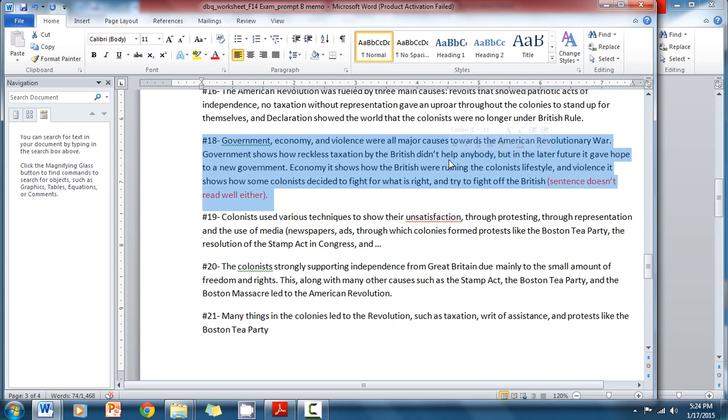Government, economy, and violence were all major causes towards the American Revolutionary War. Okay, government. What kind of government?